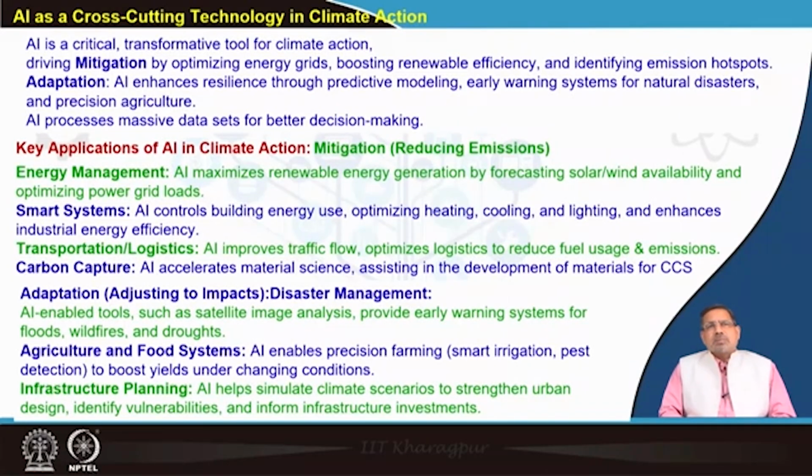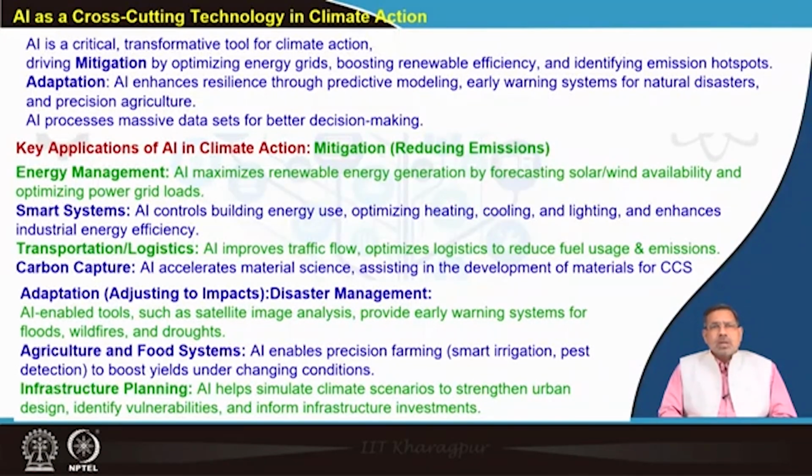Second is smart systems. AI controls building energy use, it optimizes heating, cooling and lighting, and thereby it enhances industrial energy use efficiency by processing heavy or large data. As far as transportation and logistics are concerned, AI improves traffic flow and optimizes logistics to reduce fuel usage and emissions.